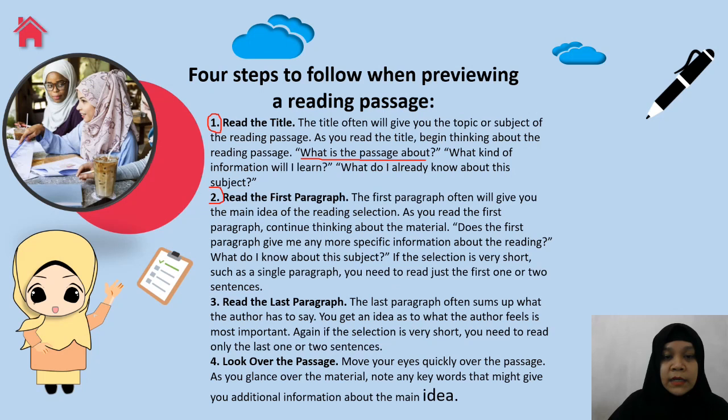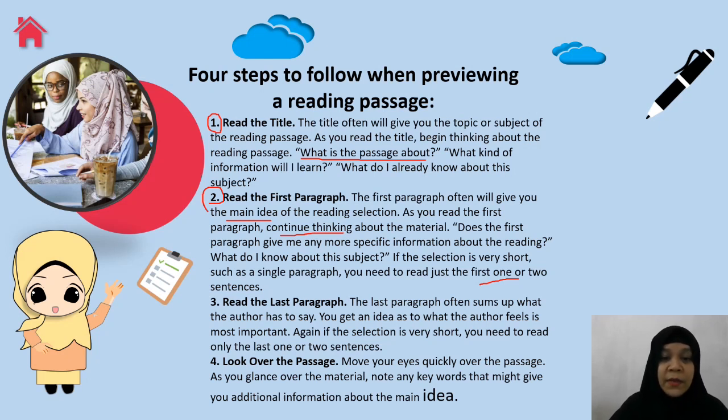And then the second one is read the first paragraph. The first paragraph often will give you the main idea of the reading selection. As you read the first paragraph, continue thinking about the material. Does the first paragraph give me any more specific information about the reading? Or what do I know about this subject? If the selection is very short, such as a single paragraph, you need to read just the first 1 or 2 sentences. Okay, so you don't need to read the whole paragraph.